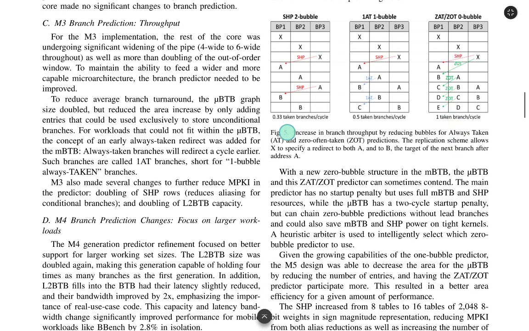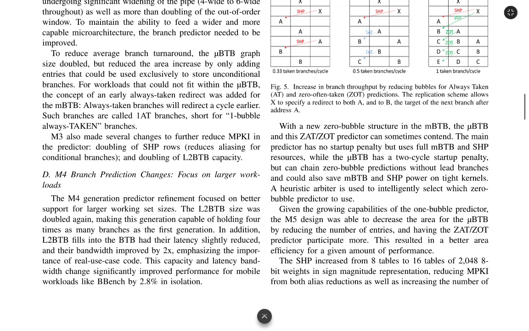Figure 5 shows increasing branch throughput by reducing bubbles for already-taken (AT) and the zero-bubble often-taken (ZOT) predictions. The replication scheme allows X to specify the redirect both from A to B and the target of the next branch after address A.